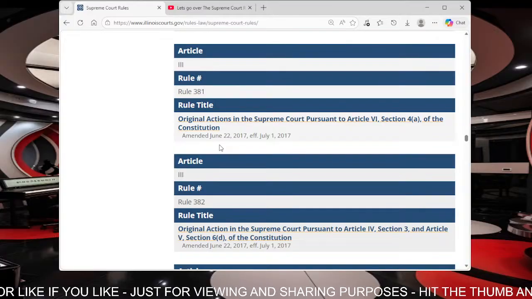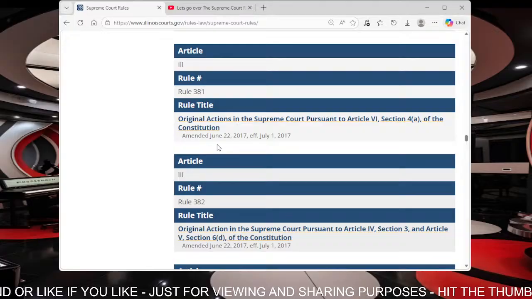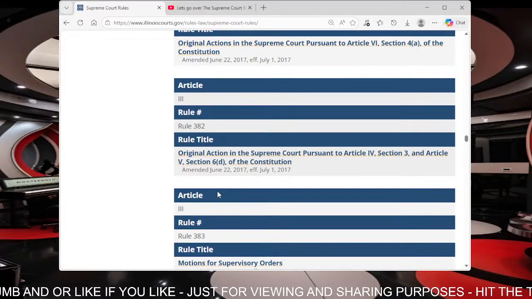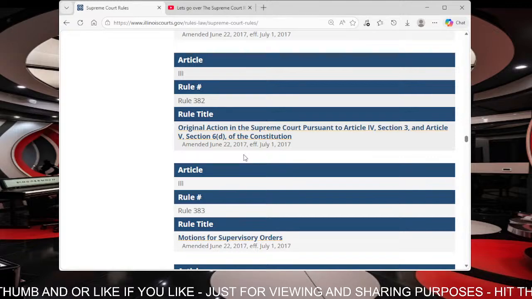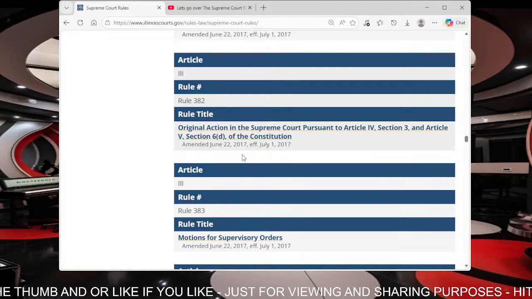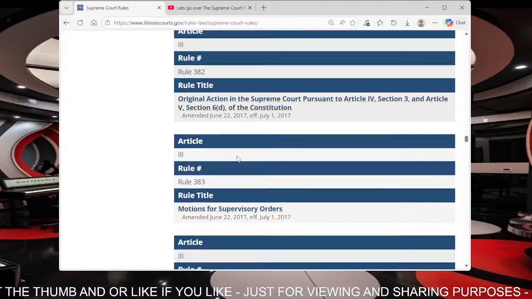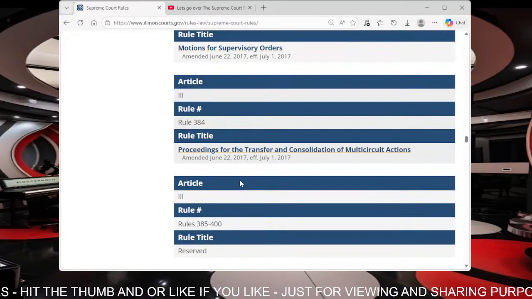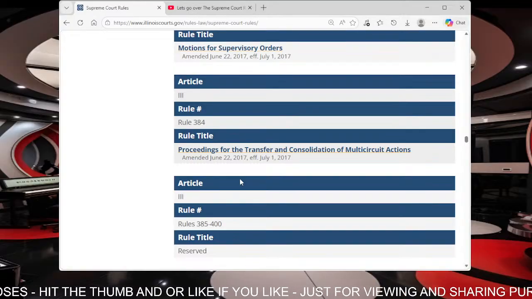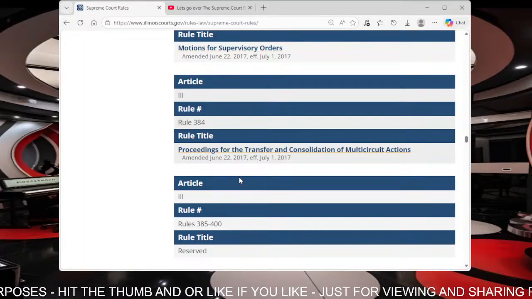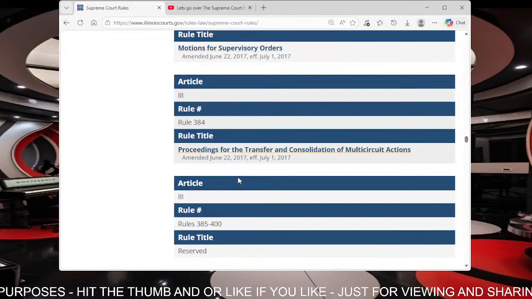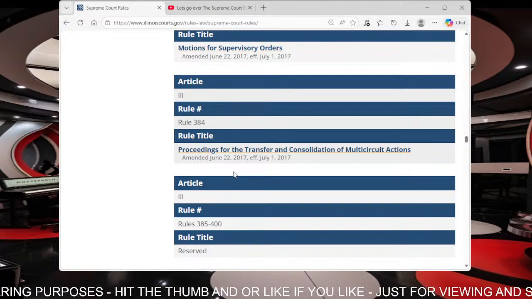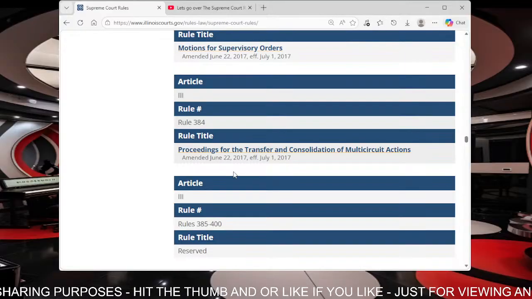381, original action in the Supreme Court pursuant to Article 5, Section 4A of the Constitution. This is not legal advice. Don't try this at home. 382, original action in Supreme Court. Yeah, okay, so 383 is motion for supervisory orders. 384, proceedings for the transfer and consideration of multi-circuit actions. Oh, wow, multi-circuit actions. Consolidation, proceedings for transfer. So you know what, let me write down some of these on a memo pad, so we could review and open them up.